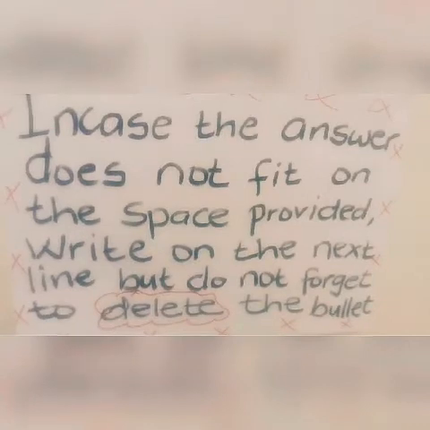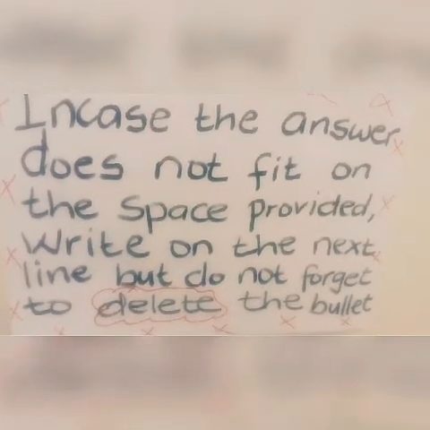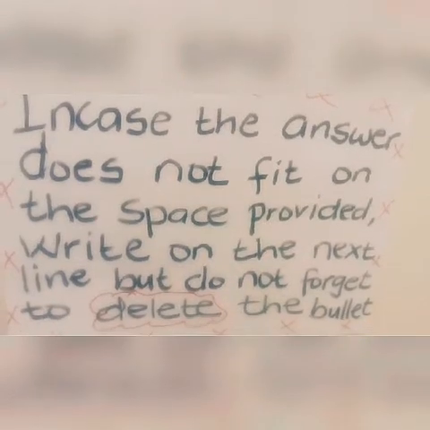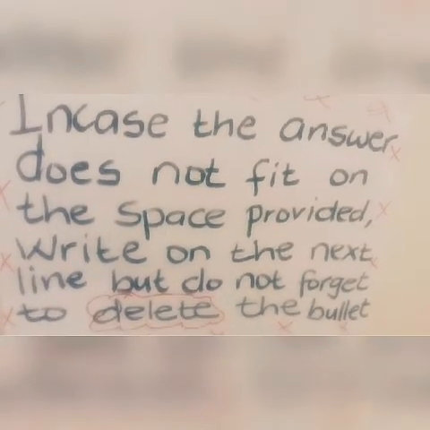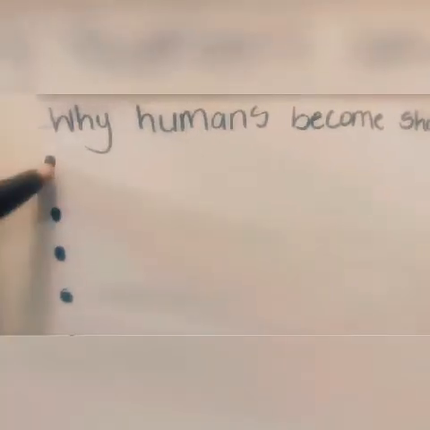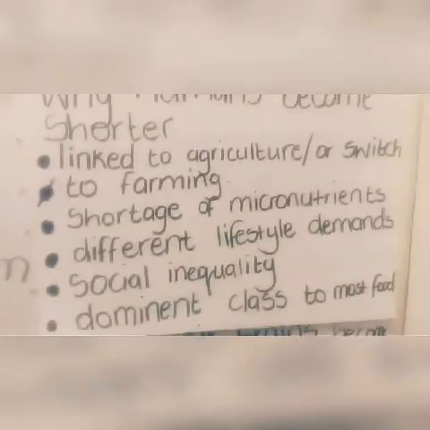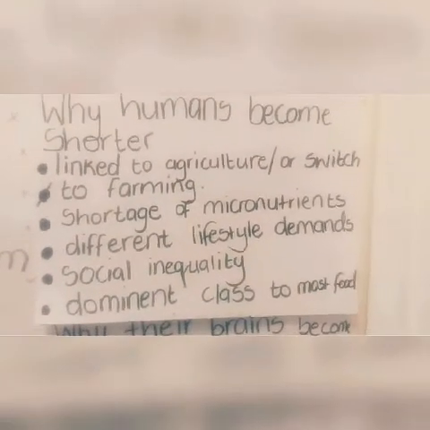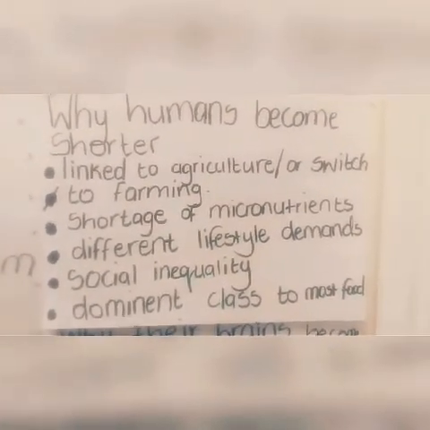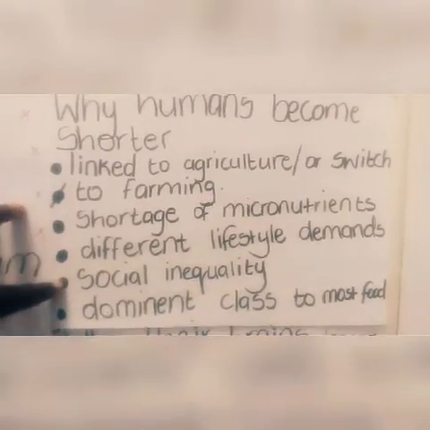In case the answer does not fit on the space provided, write on the next line, but do not forget to delete the bullet. What do I mean here? What I'm trying to say is, here we are asked why humans become shorter. We have 1, 2, 3, 4, 5 bullets. Now look here. These are the answers to why humans become shorter. We're supposed to have 1, 2, 3, 4, 5 bullets.